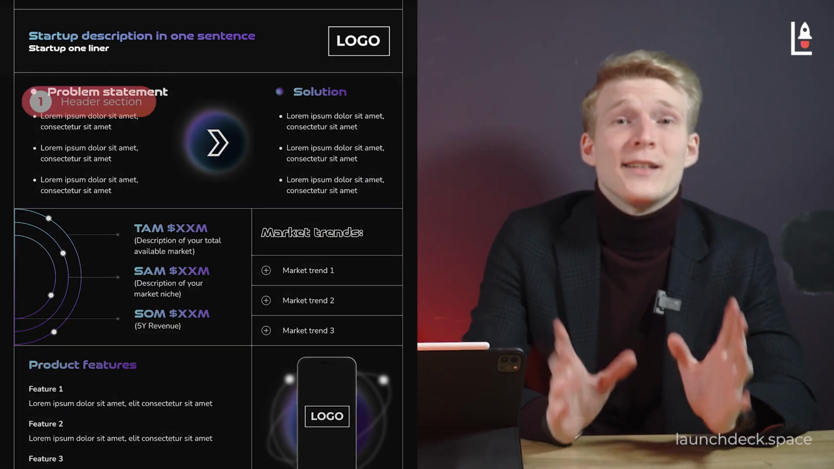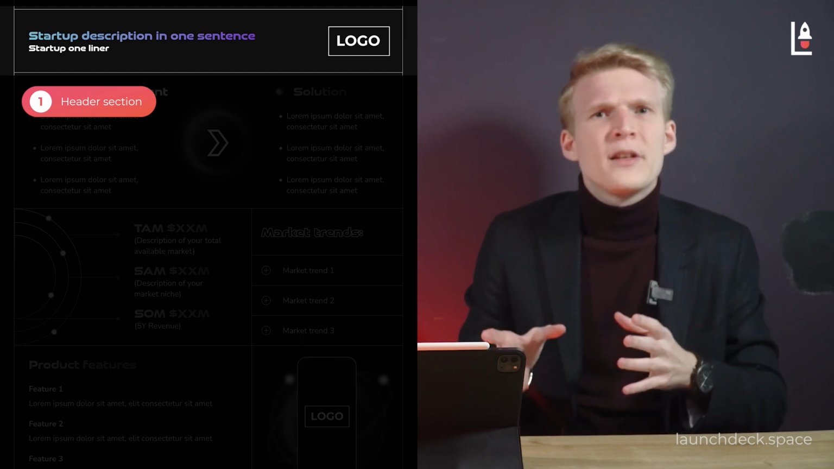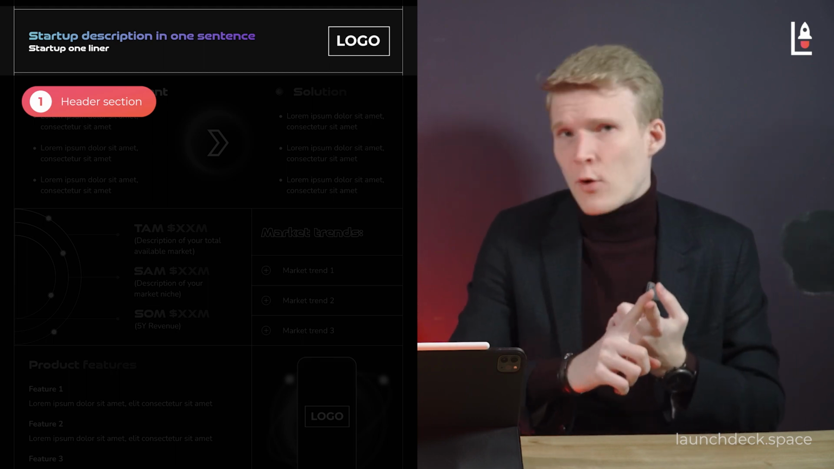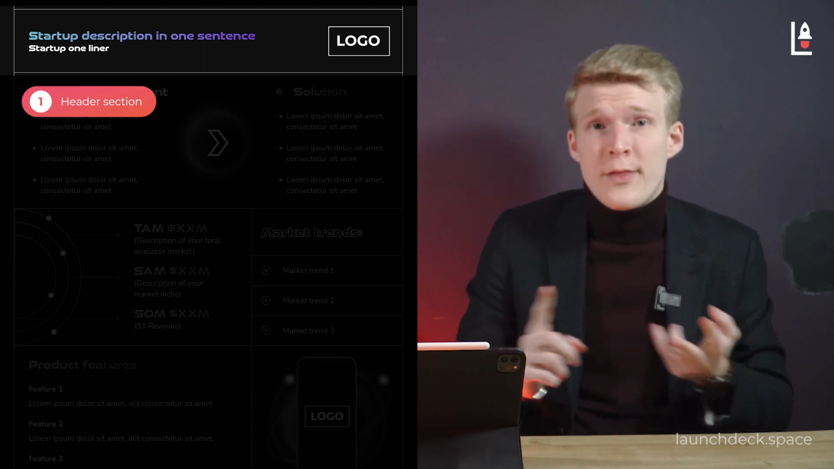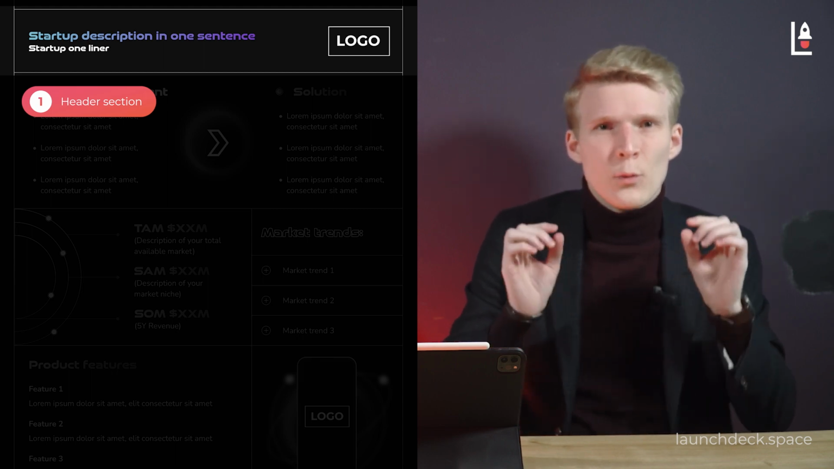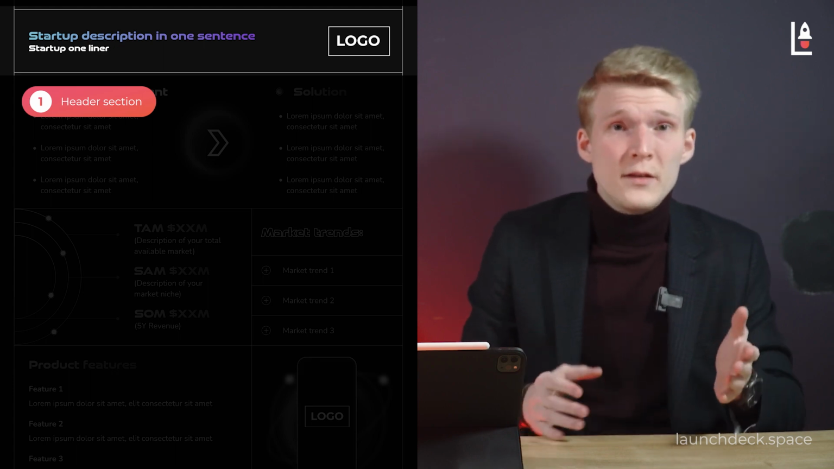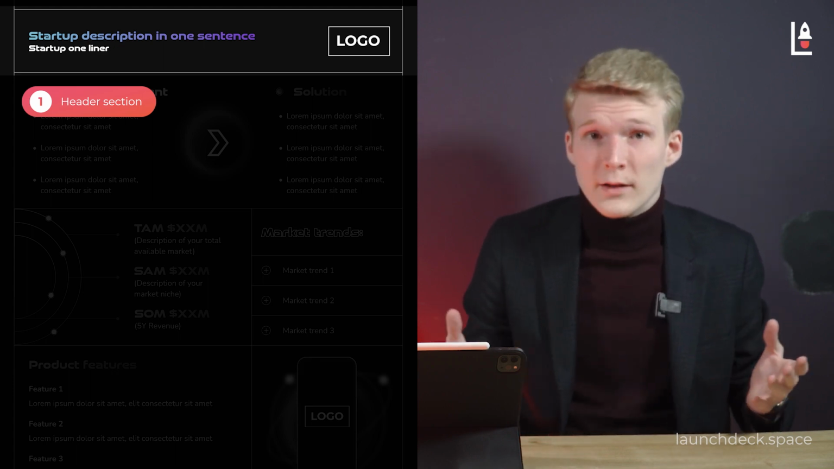Step 1. Header section. Basically, same material as your title slide in your pitch deck. So you should include your company's or your startup's logo. Then you should describe your startup in one brief section, what it does and why it matters. This could be described as a one-liner, for instance.